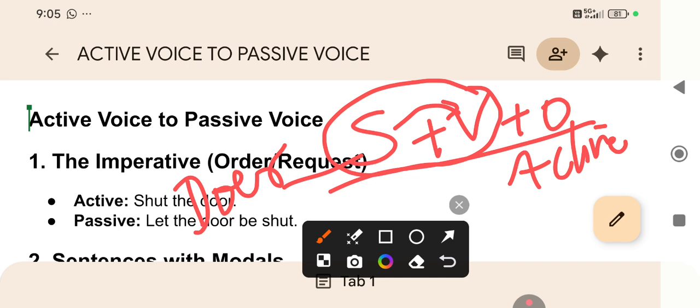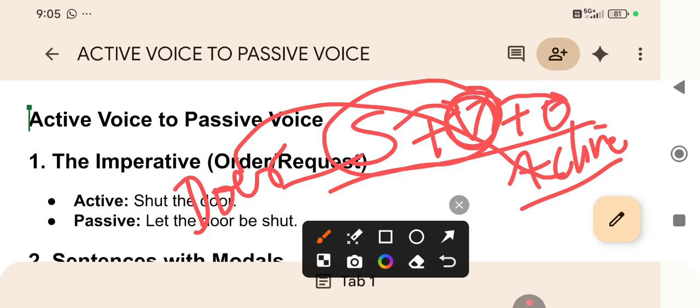Please keep in mind, that is why the doer is active here. And the doer does something to the object. Why is he the doer? Because he does the action. And he does something for the object. So this is called active voice.